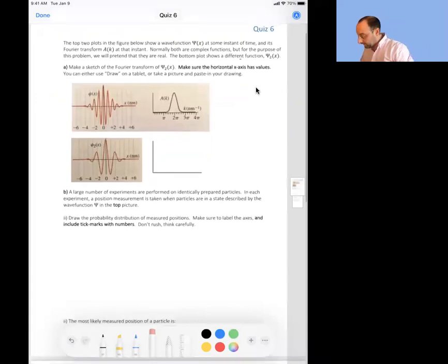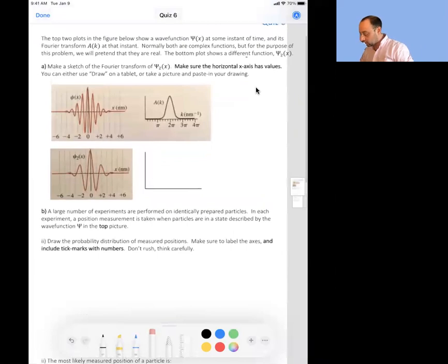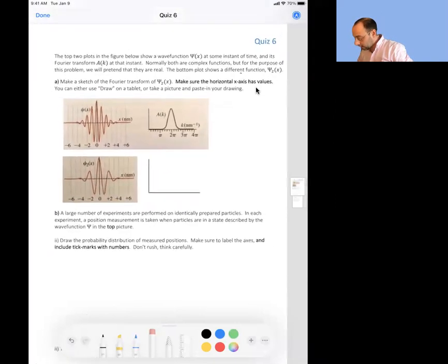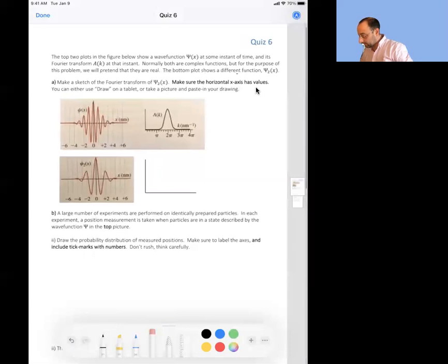So here's the example. The top plots in the figure show a wave function at some moment of time, and its Fourier transform A of k at that instant. So the time is suppressed because this is all shown at a particular time instant. Normally both functions are complex, but for the purpose of this problem, we'll pretend that they're real. And then the bottom plot shows a different wave function, psi2. In question A, it says, make a sketch of the Fourier transform of that psi2.